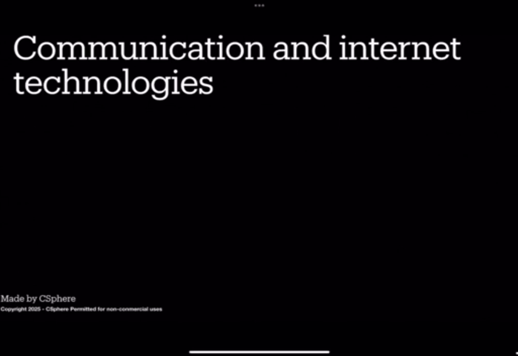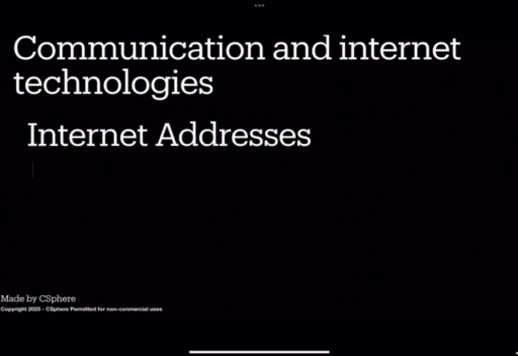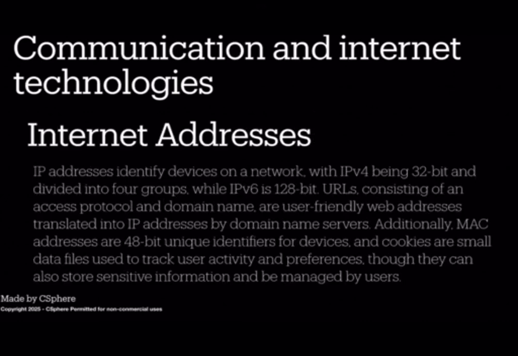And then, we will introduce the Internet addresses. The IP addresses identify devices on a network, with IPv4 being 32-bit and divided into 4 groups, while IPv6 is 128-bit. URLs, consisting of an access protocol and domain name, are user-friendly web addresses translated into IP addresses by domain name servers. Additionally, MAC addresses are 48-bit unique identifiers for devices, and cookies are small data files used to track user activity and preferences, though they can also store sensitive information and be managed by users.